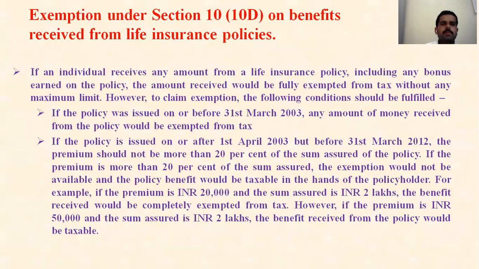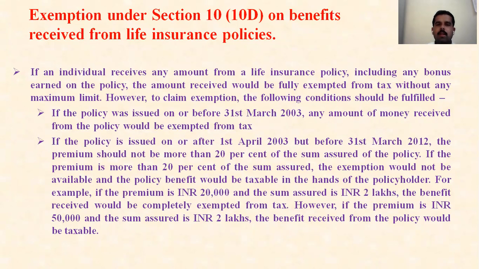The next one, exemption under section 10(10D) on benefits received from life insurance policies. So generally, you observe, for each and every individual LIC provides a few benefits also under section 10(10D). If an individual receives any amount from Life Insurance Corporation or a life insurance policy, including any bonus on the policy, the amount received would be fully exempted from tax without any maximum limit. There is no limit. Suppose you paid for 10 years, after 10 years the bonus will be given on a few policies, and the bonus amount will be fully exempted.